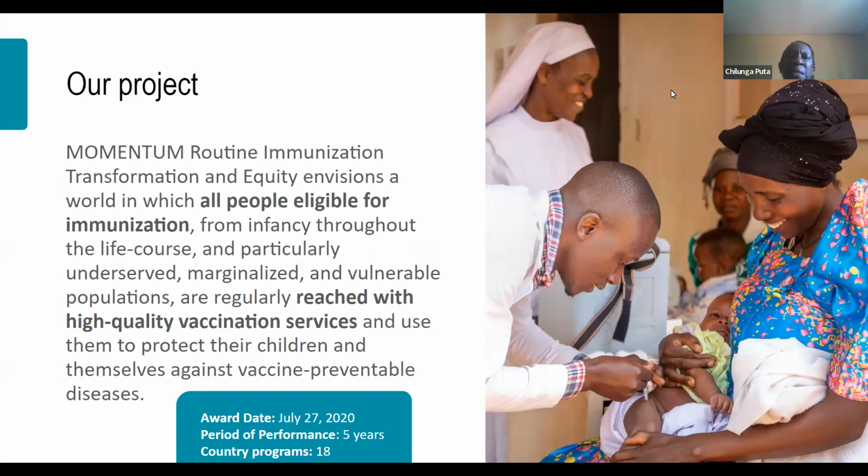So our project, the Momentum Routine Immunization Transformation and Equity Project. Our vision is really that all people who are eligible for immunization, from infancy throughout the life course, and especially the underserved, the marginalized, and the vulnerable populations, are regularly reached with high-quality vaccination services and use them to protect their children and themselves against vaccine-preventable diseases. That is where we want to get to.